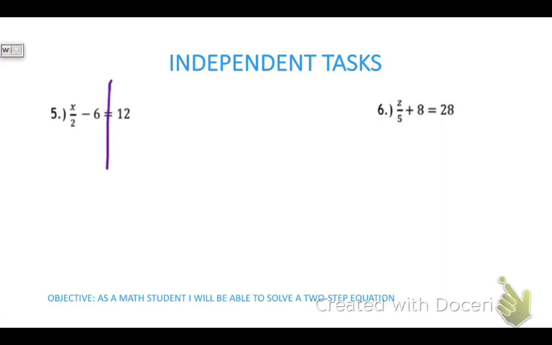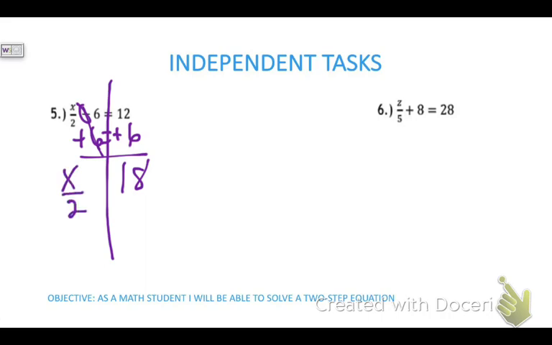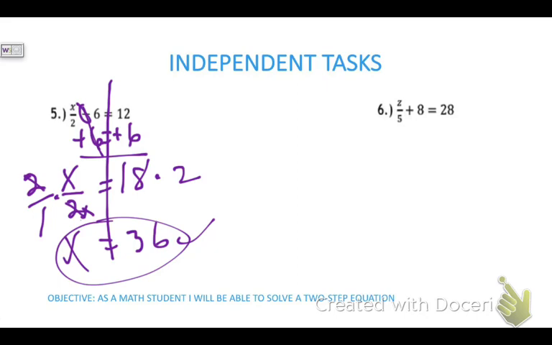Here we go. Let's take care of our addition subtraction first. Here we are at subtracting. We want to add both sides by 6. Don't forget that symbol. That's 18. We got x divided by 2 equals 18. Remember, this is division, so we're going to undo it by multiplying both sides by 2, which is the reciprocal of this 2 right here. All right, and both of those become 1, so we got x equals 18 times 2, which is 36. Congratulations, ladies and gentlemen, you got that one.